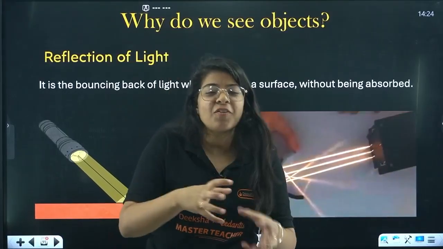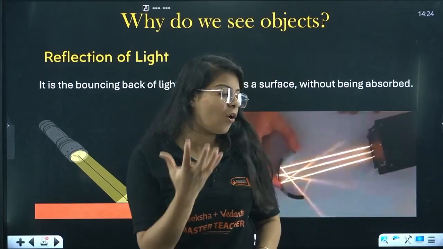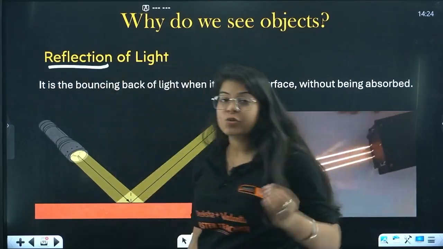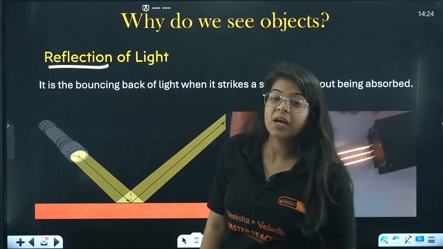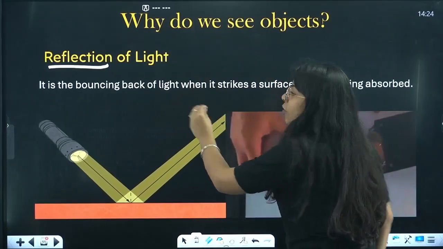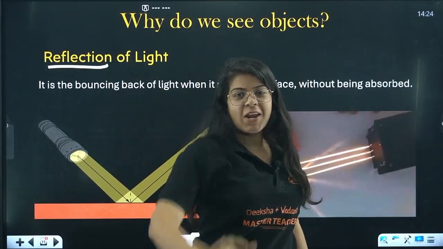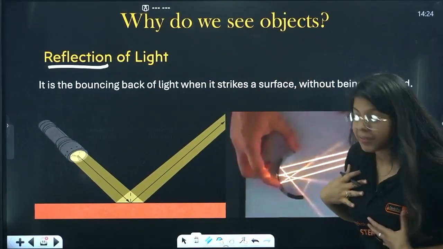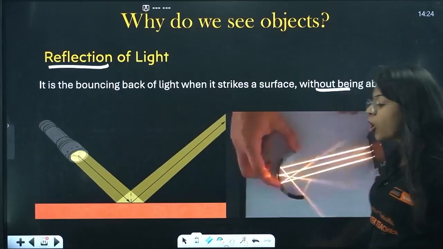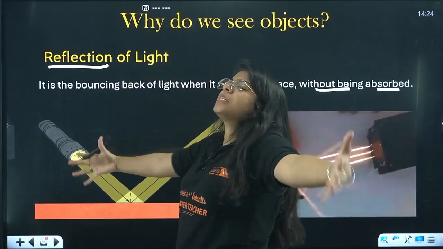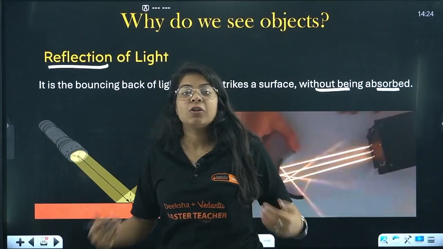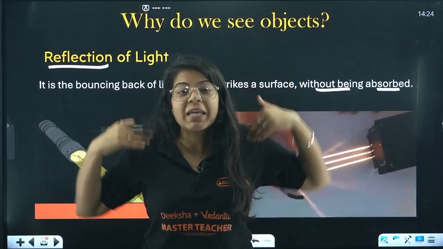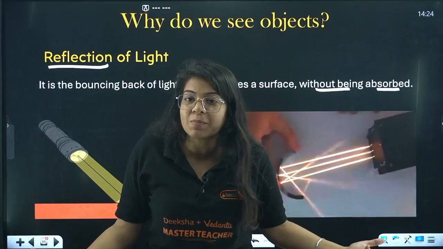That is a form of reflection of light. It is called reflection of light. That is one of the main topics of this chapter. It is the bouncing back of light into your eyes when it strikes a surface without being absorbed. If I absorb all this light, then will I be visible to you? No, because no light is coming from me into your eyes. Then I won't be visible, right?